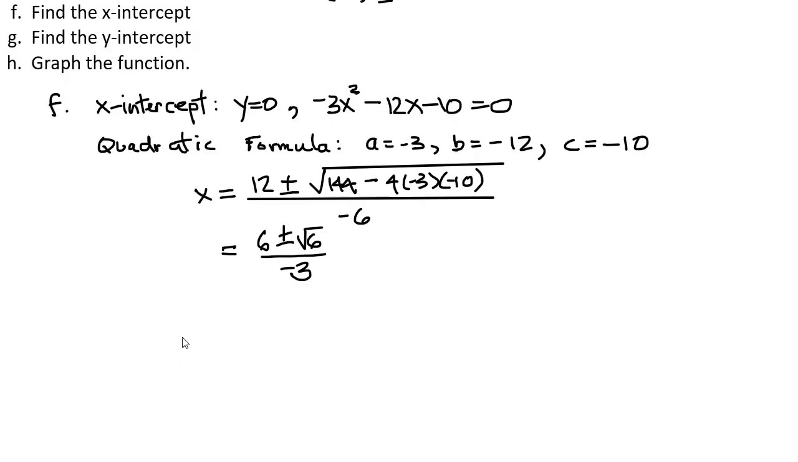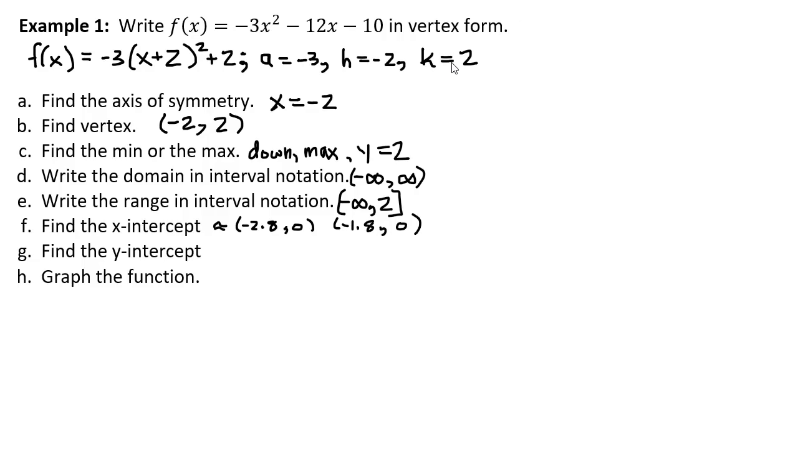So written as a point, I would have (6 minus the square root of 6, divided by negative 3, and y equals 0), and the point (6 plus the square root of 6, divided by negative 3, and y equals 0). If I want to find the y-intercept, that is when x equals 0. So I would find f evaluated at 0, and that's minus 3 times 0 squared minus 12 times 0 minus 10, which equals negative 10. So as a point, of course, that is (0, negative 10).